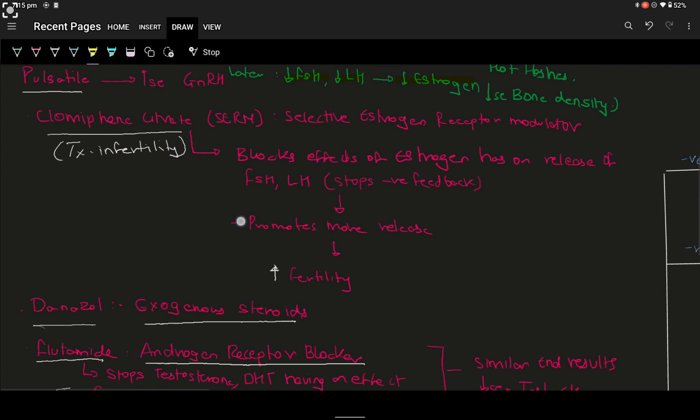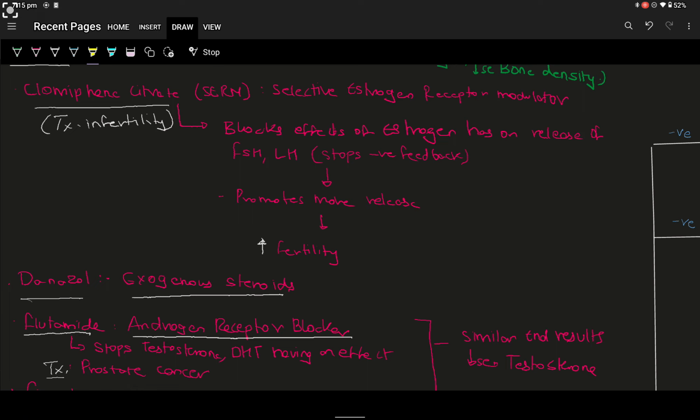Some other drugs which are used in the treatment of fertility are drugs like clomiphene citrate. It is a selective estrogen receptor modulator, or SERM, that will block the effect of estrogen and will stop the negative feedback which it has on FSH and LH. That would promote more release of FSH and LH, and that would eventually increase fertility. It is used in the treatment of infertility.